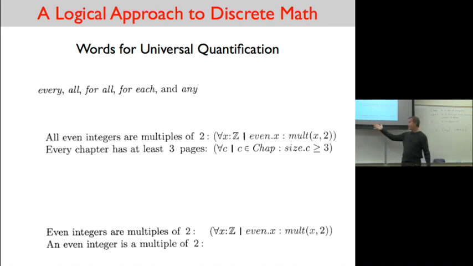And what about this: an even integer? Does this mean there exists one? It means there exists one.